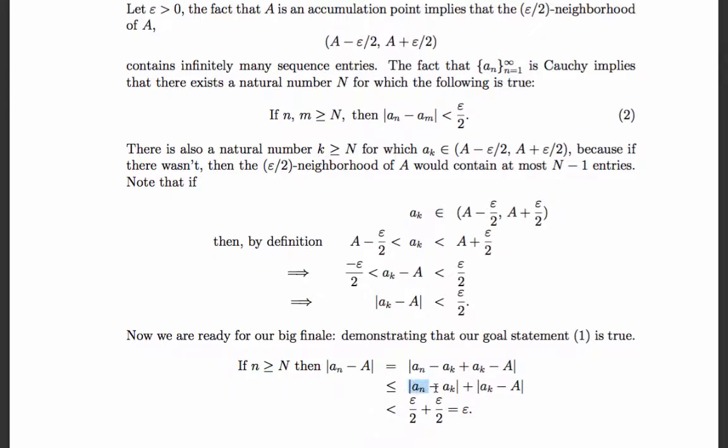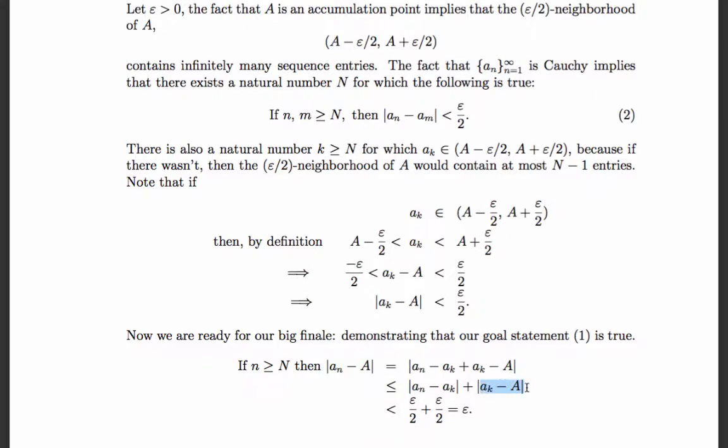Now, this term is less than epsilon over 2. Why is that true? Well, remember, little n is greater than big N, but so is k. k is also greater than big N, right? Then, by the power invested in Cauchy, this is true. Which means, since k is bigger than big N, this term is bounded above by epsilon over 2. It's less than epsilon over 2.